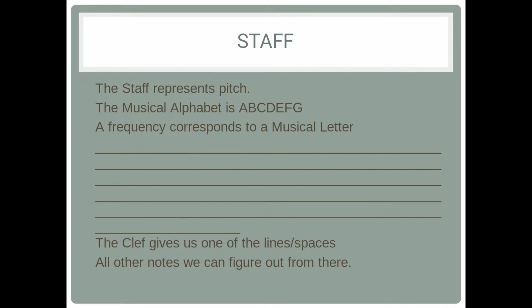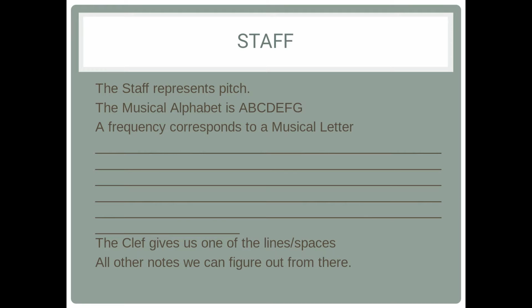In music, we have a musical staff. The staff represents pitch. The musical alphabet begins with A and ends with G and starts over again. A, B, C, D, E, F, G, then A. Or it can be said backwards. A, G, F, E, D, C, B, A.